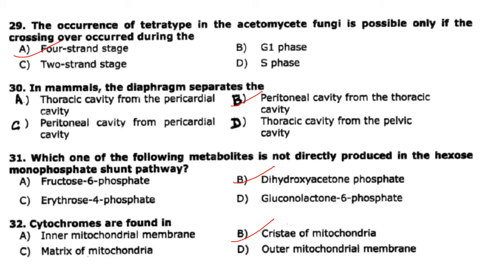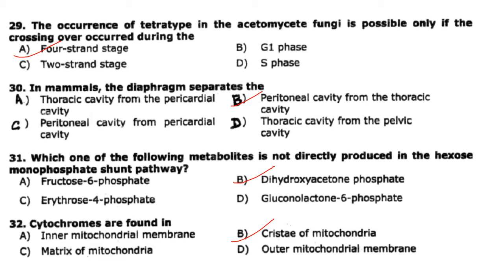All these are just direct questions. That's why I am not giving much explanation. In mammals, the diaphragm separates the peritoneal cavity from the thoracic cavity. Answer is option B. Which of the following metabolites is not directly produced in the hexose monophosphate shunt pathway? So it is dihydroxyacetone phosphate. Answer is option B.